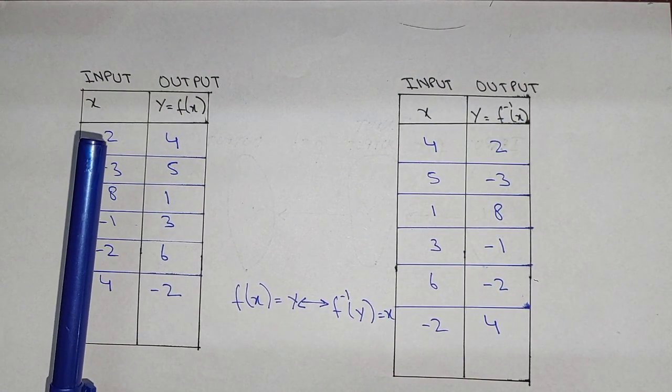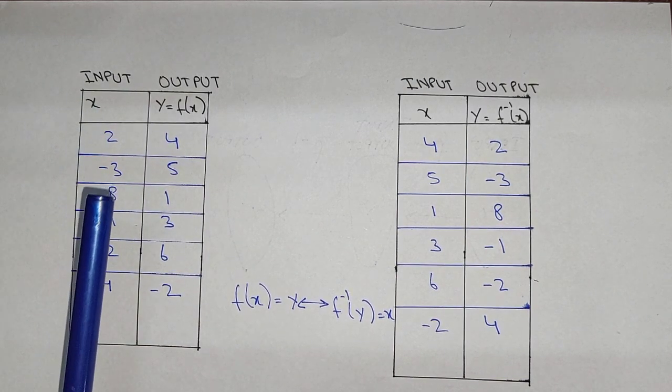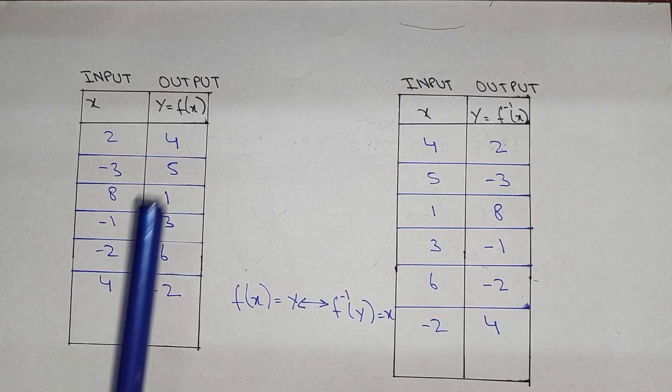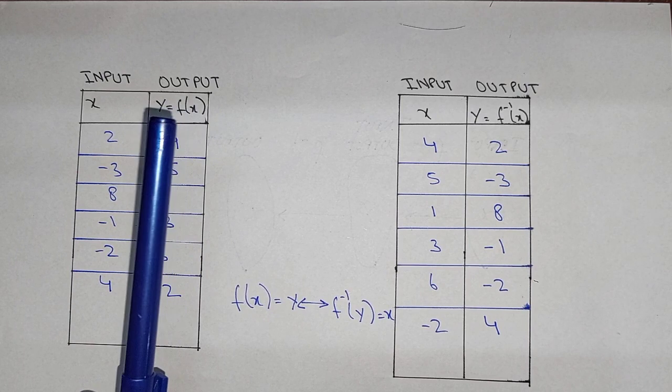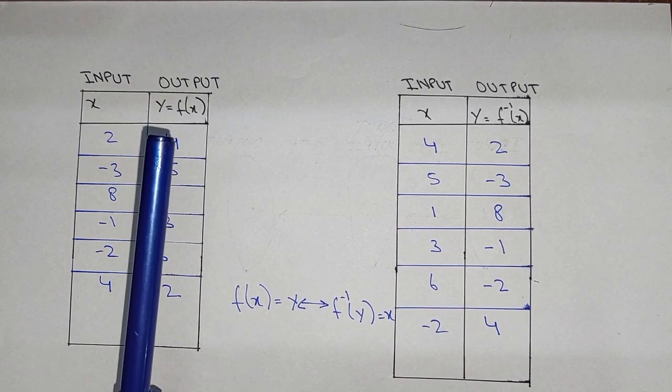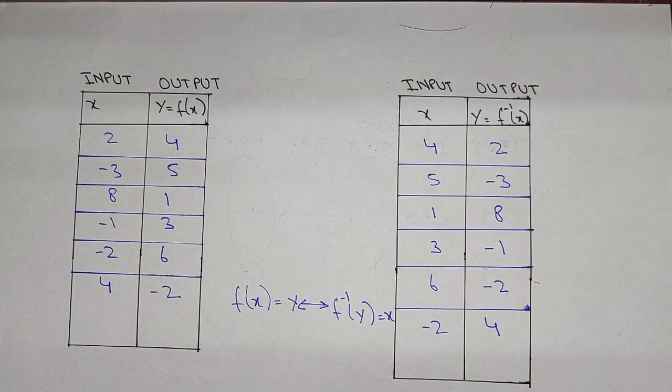So, in the original function, we have the values of x: 2, minus 3, 8, minus 1, minus 2 and 4, and we have values of y, which is f of x. The values of y are 4, 5, 1, 3, 6 and minus 2. So how will we find out the values of the inverse function?